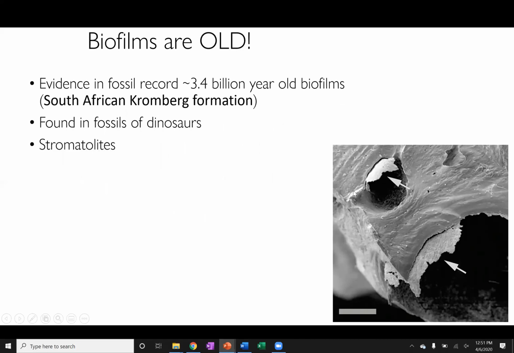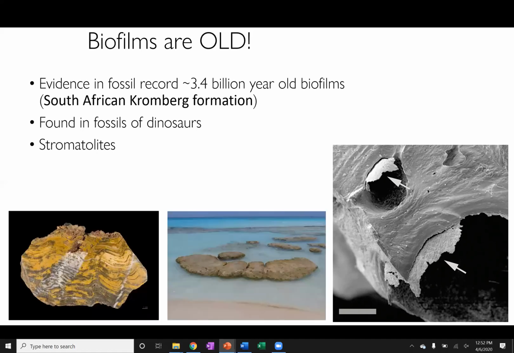One of the interesting things about this is that they used to confuse bacterial biofilms as soft tissue for these dinosaurs, but further analysis showed that this is actually a biofilm and not soft tissue. And then finally, the other place we know that they're really old is in stromatolites. If you remember our talk about the origins of life, stromatolites are extremely old structures, and we find biofilms inside these stromatolites, both historically as well as in modern stromatolites.